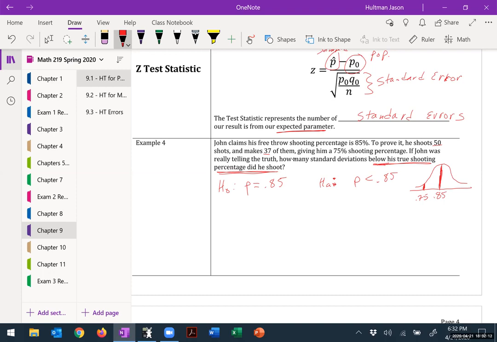And if it's too many standard errors below, if it's way far away from what I'm looking for, then I'm going to call BS on the fact that he's making 85%. He's not an 85% shooter, he's only a 75% shooter. If it's close enough, then that's fine, there's no evidence. But if it's way far away, I'm going to say I'm 95% certain that there's no way he's an 85% shooter, or I'm 99% sure. I'm never going to be 100% sure, but I'm going to be darn close. It's an educated guess.